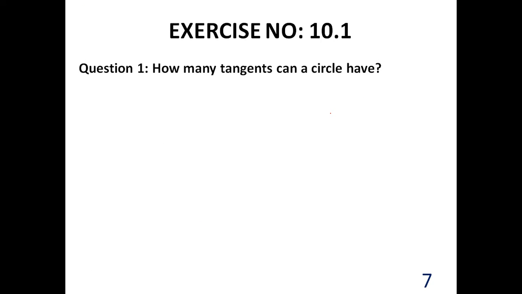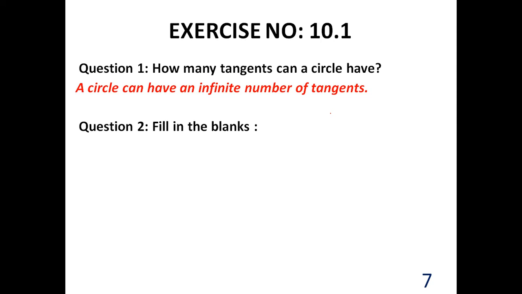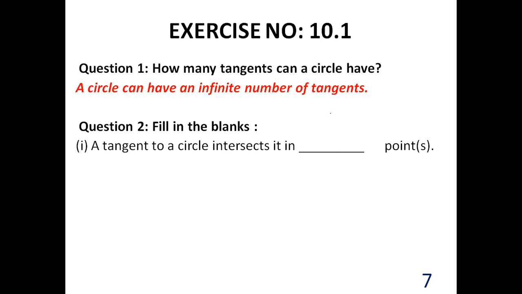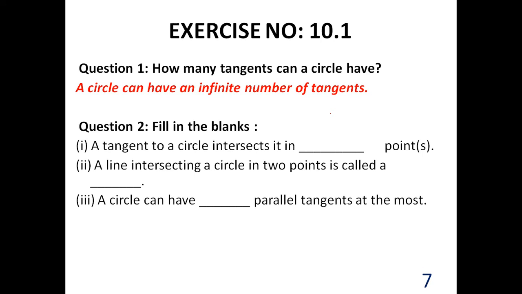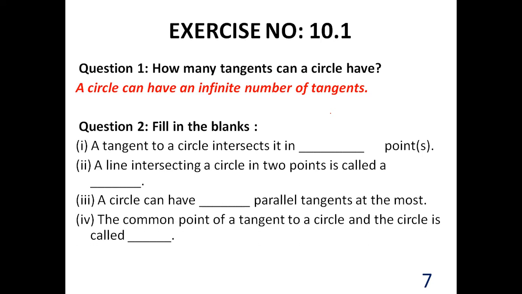Okay. This is exercise 10.1. How many tangents can a circle have? Can anybody tell the answer? Infinitely many. Very good. A circle can have infinite number of tangents. And fill in the blanks here. A tangent to a circle intersects in dash points. Let us see the complete question first. A line intersecting a circle in 2 points is called dash. A circle can have dash parallel tangents at the most. The common point of a tangent to a circle and the circle is called dash.